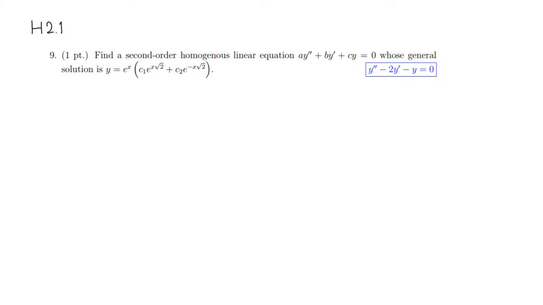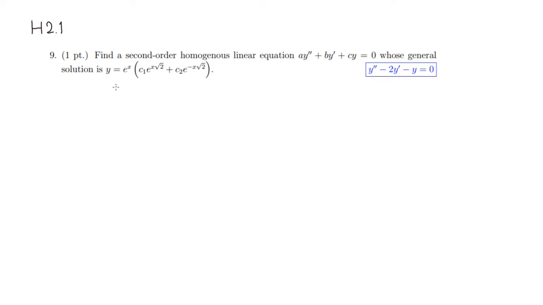Alright, let's look at homework 2.1, problem number 9. Alright, so this is kind of a reverse process. We have the solution of the differential equation given, and we try to find the differential equation whose solution is the given solution. Alright, so let's do that.